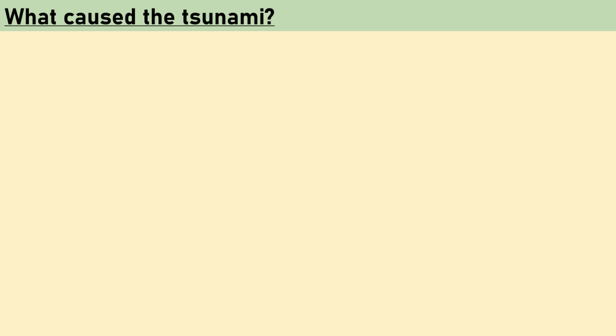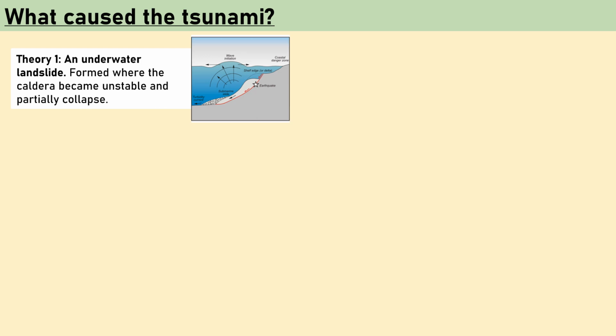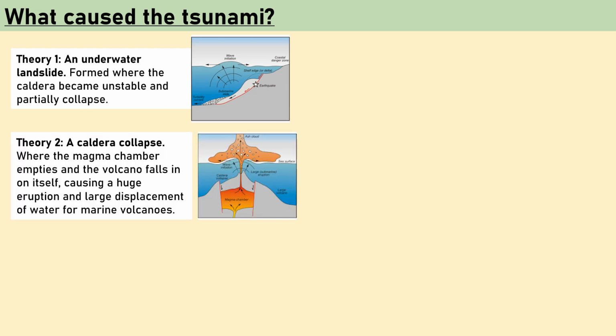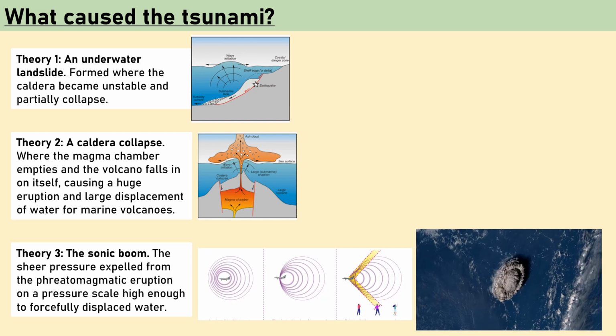So what caused the tsunami to happen? Well, there were actually 3 theories, and scientists weren't sure for a long time because this was such an unusual event, and they didn't really know what had caused such a vast scale eruption. The first theory was that a landslide had happened, like we looked at earlier, where the caldera becomes unstable, partially collapses, and then triggers a movement of water. The second theory was the caldera collapsing, so the magma chamber emptying, the volcano falling in on itself, causing a huge eruption and large displacement of water for marine volcanoes. And the third theory was that the water was moved by a sonic boom.